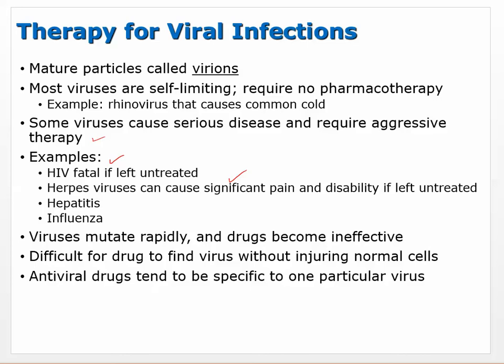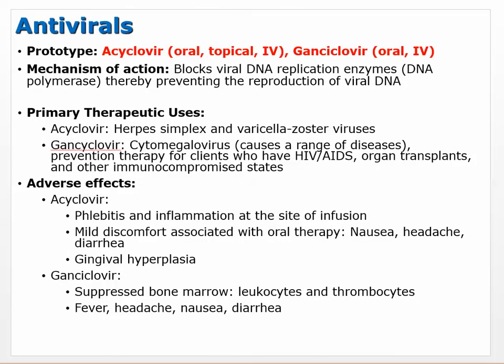These drugs are not like antibiotics for bacteria. They're not broad spectrum. They tend to be pretty selective. So let's look at a couple of antivirals before we get into HIV. The prototype is acyclovir and ganciclovir. Acyclovir can be oral or topical, and we're talking about HSV1, herpes simplex virus. I think it's the one that's on your mouth.